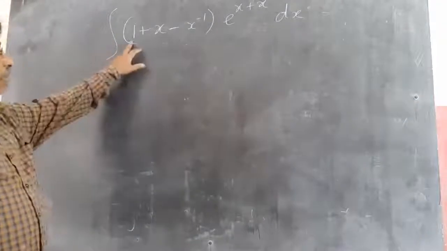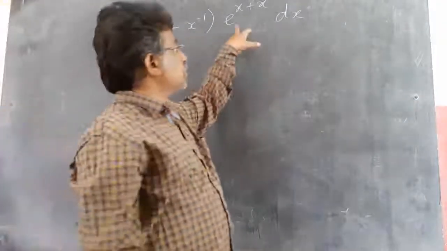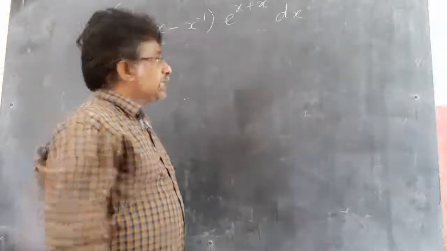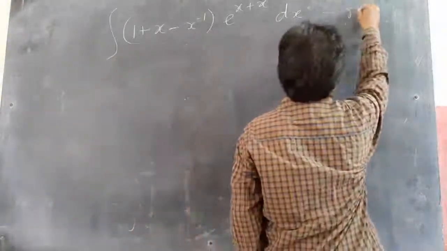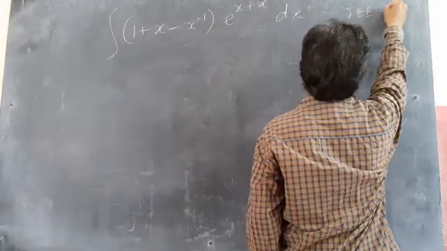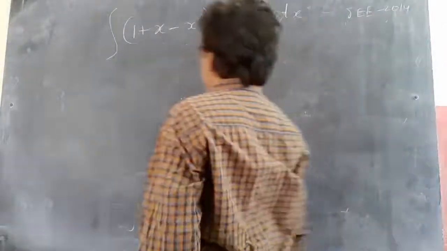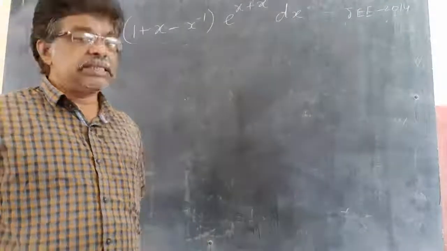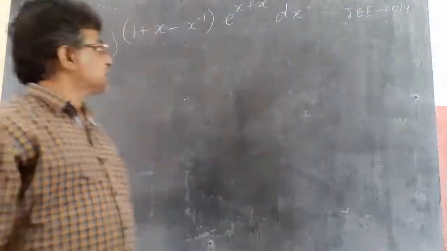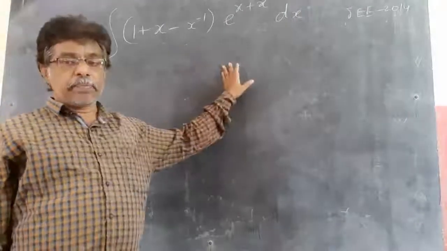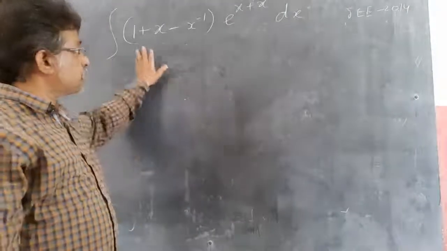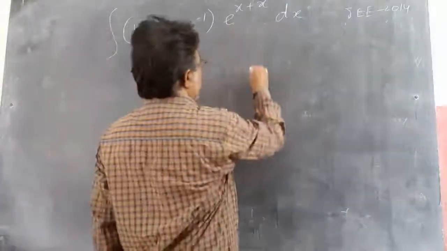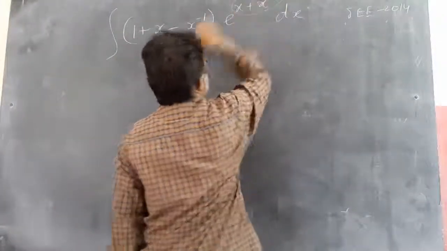Integral of (1 plus x minus x^(-1)) into e^(x plus x^(-1)), given in JEE 2014, I think. Now this is based on the cancellation law. What I want to say is that when you apply it, it will cancel some terms and the remaining will be left out. Simple as that. So first of all I will take this as t, then you can understand easily.